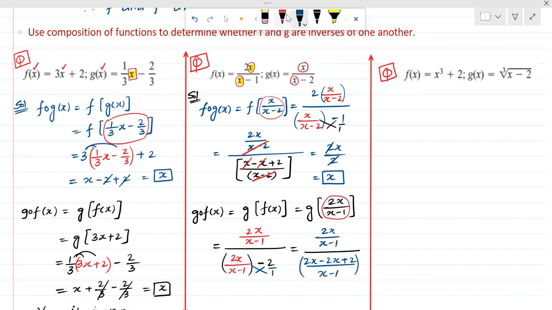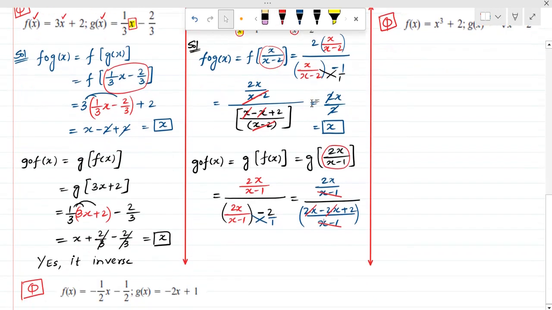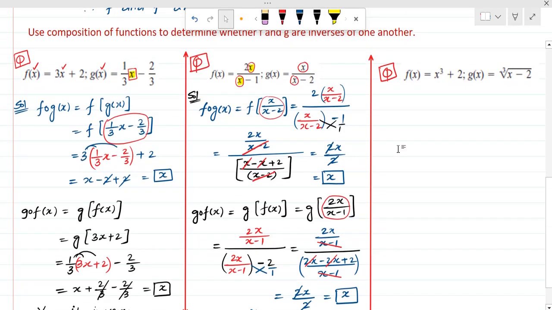Now what terms get cancelled? x minus 1 cancels. 2x minus 2x cancels. What is the remaining part you will have? The remaining part is 2x in the numerator over 2 in the denominator. 2 with the 2 cancels. The answer will be x. Therefore, we say yes, it is inverse. So this is how you will simplify the denominator when you have a fraction function.